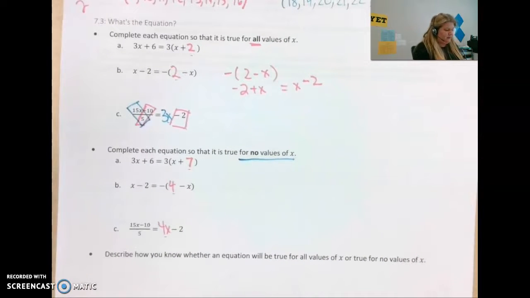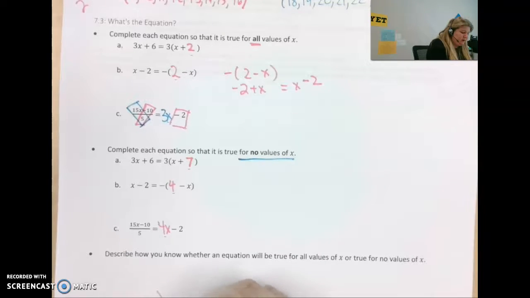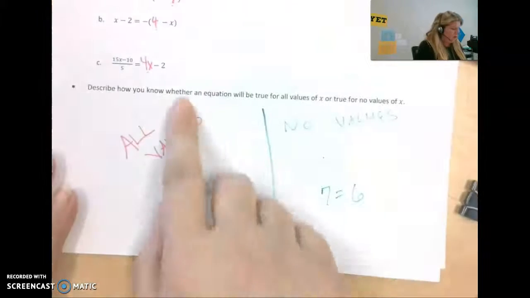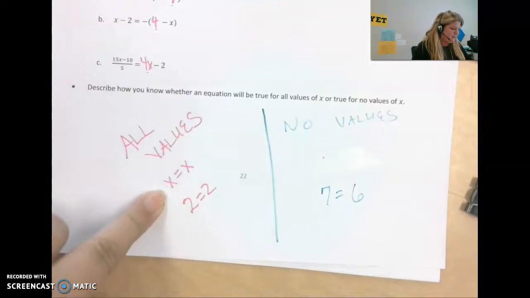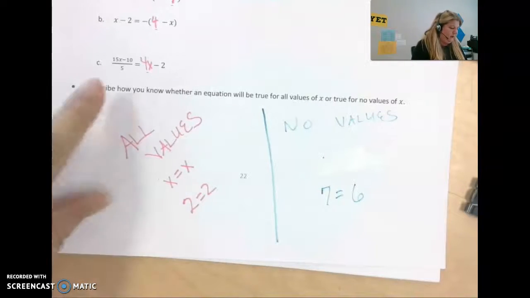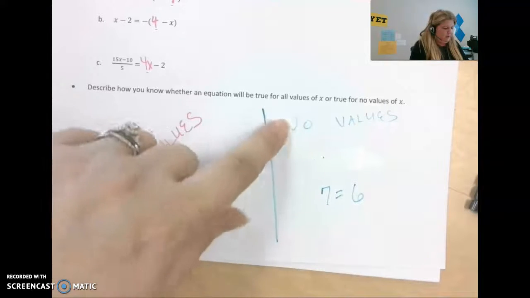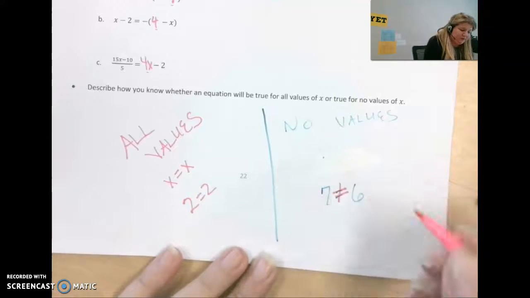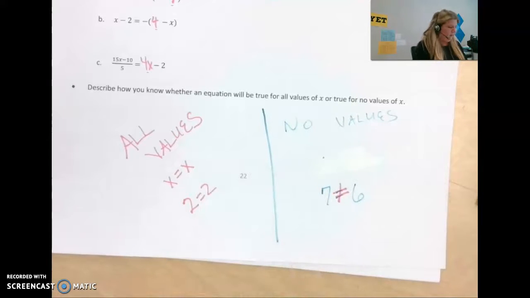So how do we know that an equation will be true for all values of x or for no values? So for all values, you're going to end up with something like x equals x or 2 equals 2. And then you know that it's always true. For no values, you would end up with something like 7 equals 6, which is never true. And then you know that there are no values for this equation that you have.